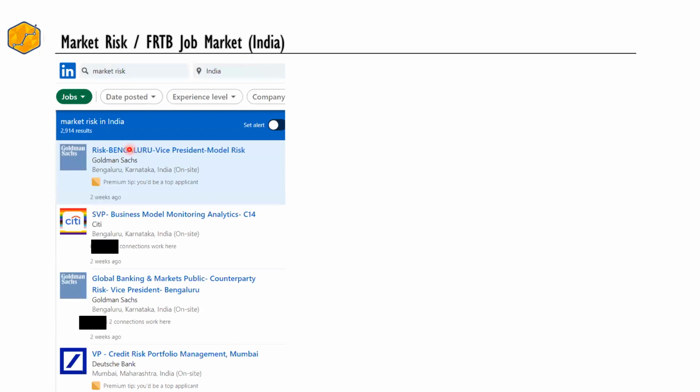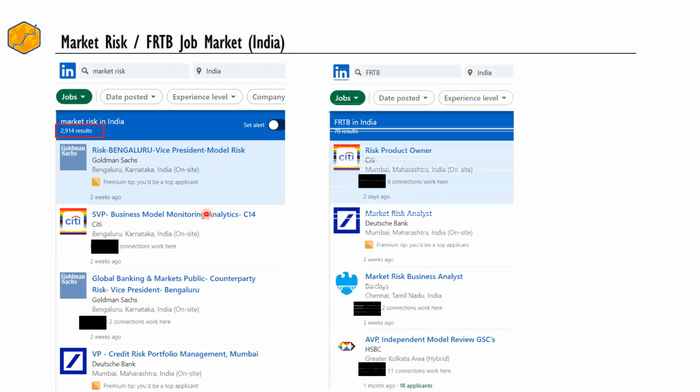I did a LinkedIn search for market risk jobs in India yesterday, and these were the results. I don't have to justify why market risk is important today. There are close to 3,000 open positions in market risk, and all the top banks are there. If you just search FRTB, there are 70 results. FRTB is such a hot topic today because banks have to be compliant. It's already delayed and banks are struggling to comply with FRTB standards.